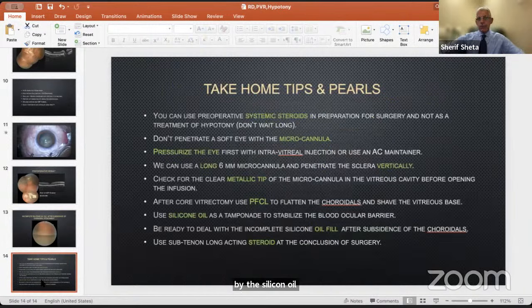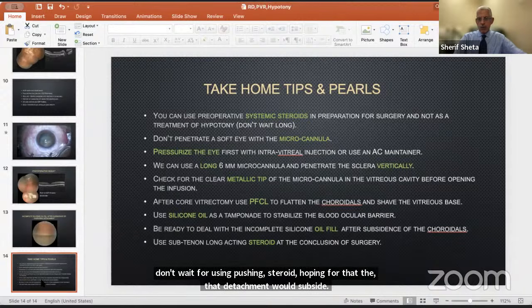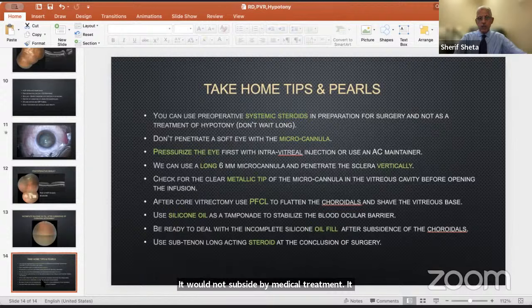So my take-home pearls and pitfalls for this case is that you can use preoperative steroids only in preparation for surgery and not as a treatment of the hypotony. So don't wait, pushing steroids, hoping that the choroidal detachment will subside. It will not subside by medical treatment. It will subside by removing the pathological vitreous. Also, do not penetrate a soft eye with the microcannula. You should first pressurize the eye, either with intravitreal injection or using an anterior chamber maintainer.